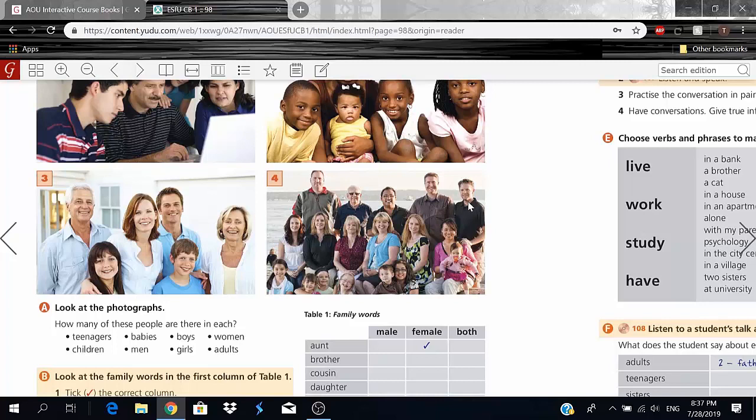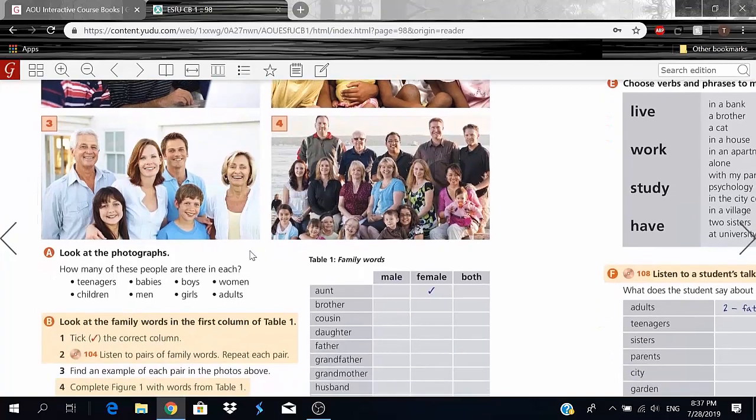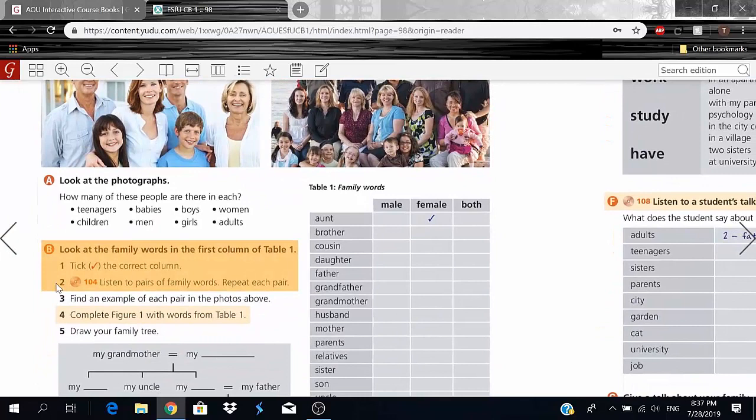How many men? 1, 2, 3, 4, 5. So 5 men, okay? And how many women? 1, 2, 3, 4, 5, 6, 7. So 7 women, okay? 1, 2, 3, 4, 5, 6. 6 children, okay? And that's about it. Yeah, this is good information. Alright? So now let's go to exercise B.